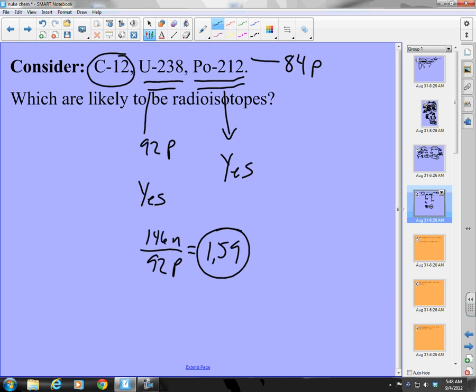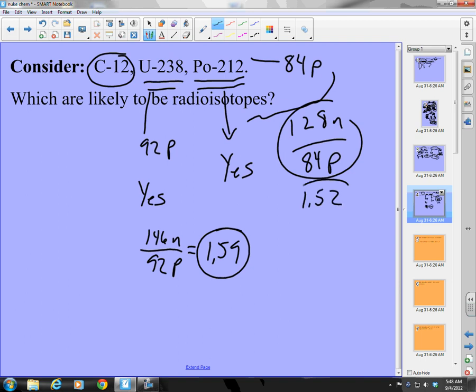And what about for my polonium-212? What do you think? 212 minus 84 gives 128. You buy that? 128 neutrons to 84 protons. 128 divided by 84, and I think I get 1.52. Hey, I'm starting to see a pattern: if I'm in the 1.5 range, it looks like I probably have a radioactive isotope.